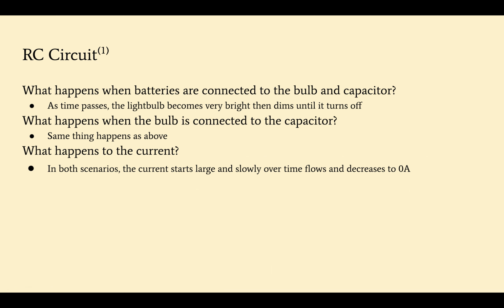And moving on to the RC circuit, what happens when batteries are connected to the bulb and capacitor? We said as time passes, the light bulb becomes very bright and then dims until it turns off, and then that same thing happens when the bulb is connected directly to the capacitor. And then what happens to the current? In both scenarios, the current starts large and slowly over time decreases to 0 amps.